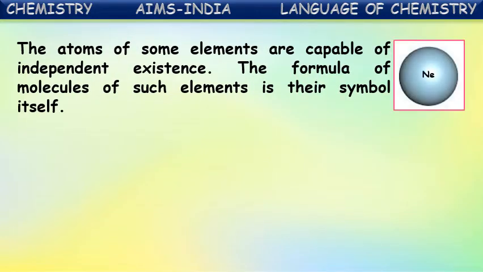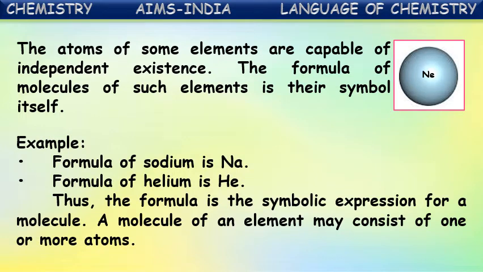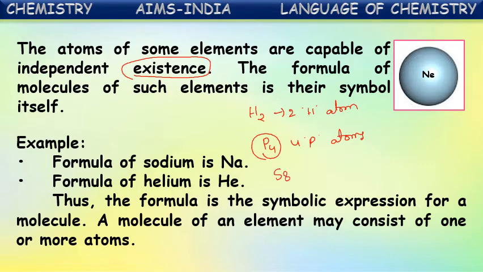See, the atoms of some elements are capable of independent existence. See here, hydrogen has the capacity to combine with two: two hydrogen atoms combine and form one hydrogen molecule. Phosphorus, you take, 4 phosphorus atoms combine and form one phosphorus molecule. S8, if you take, 8 sulfur atoms combine and form one sulfur molecule. Like that is their capacity, but some of the elements are capable of independent existence.